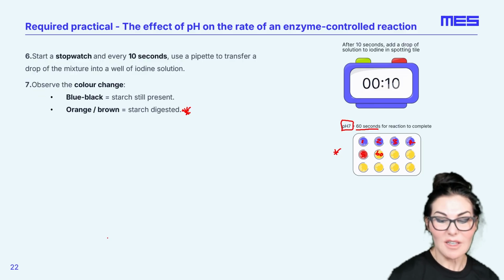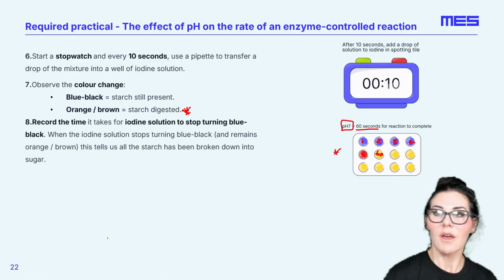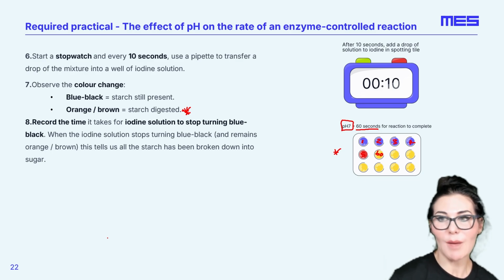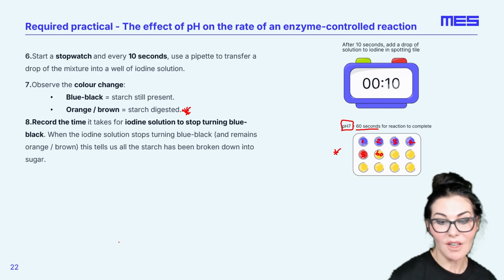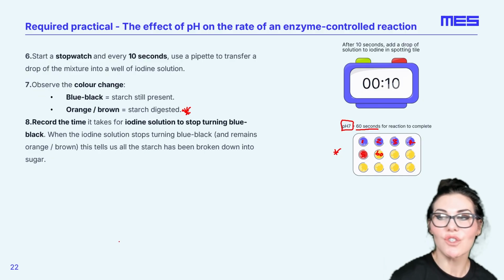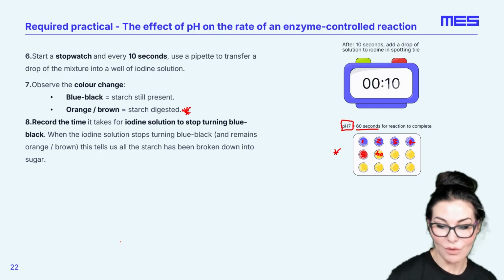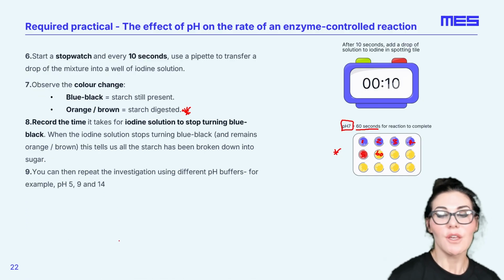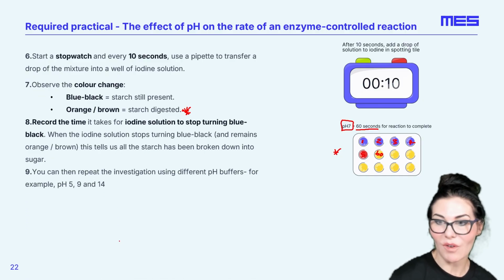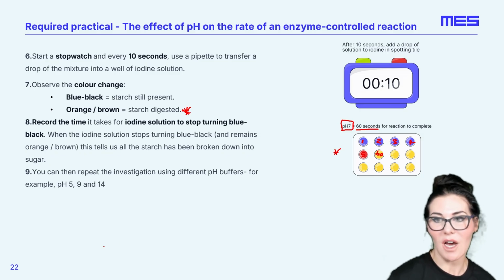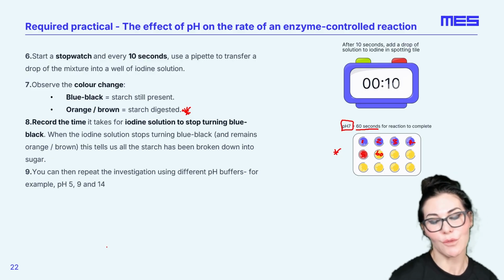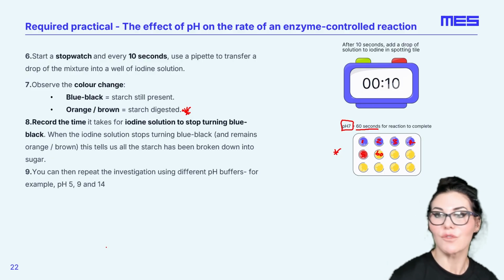And this is basically the way we're going to carry out the experiment over and over again, but at different buffer pHs. So just to reiterate, you're going to record the time it takes in seconds, every 10 seconds, for the iodine solution to stop turning blue-black, i.e. when the starch has been broken down into sugar. You then repeat the experiment starting from scratch, but using a different buffer each time. So you could choose a nice range like pH 5, pH 9, pH 14, as well as the pH 7 that you've just investigated.